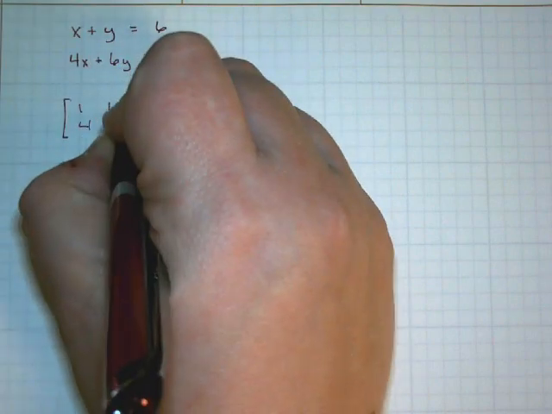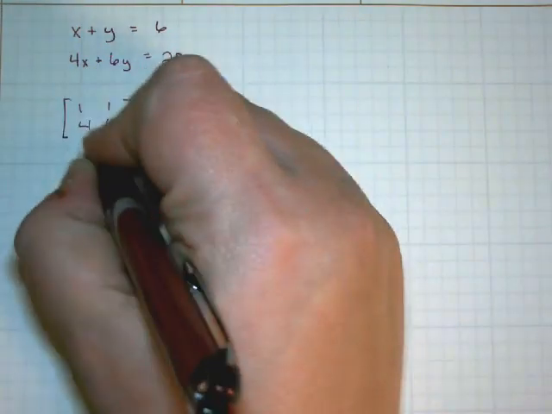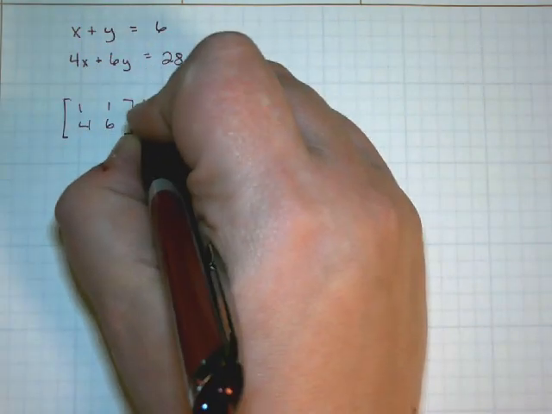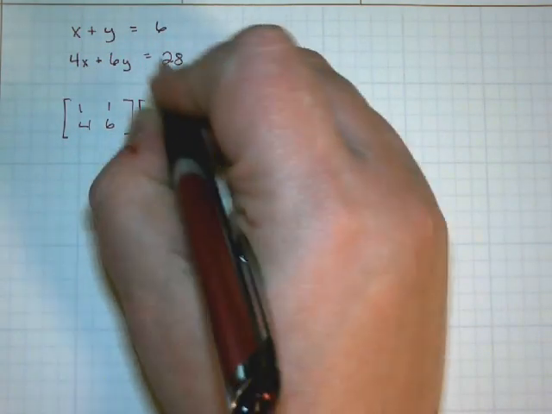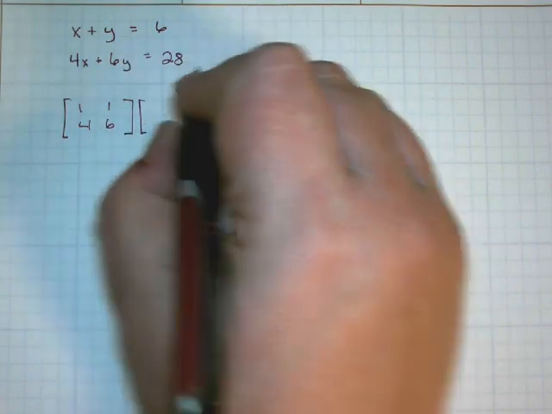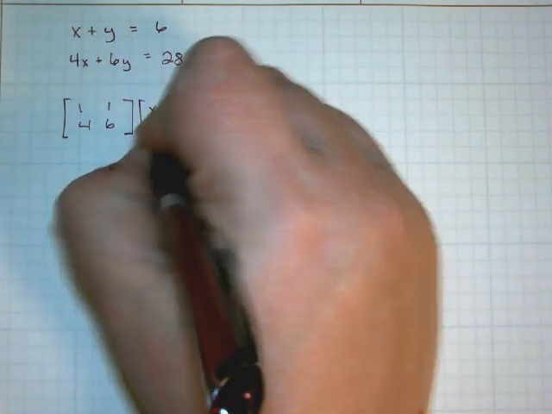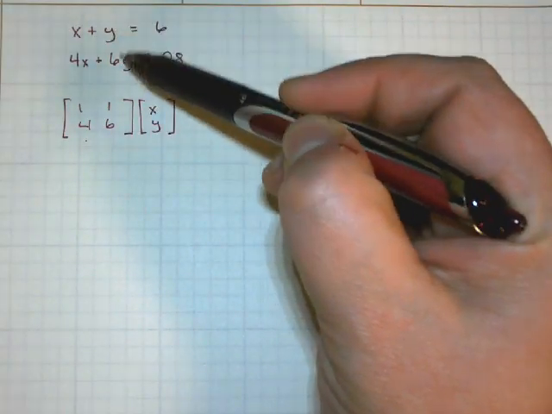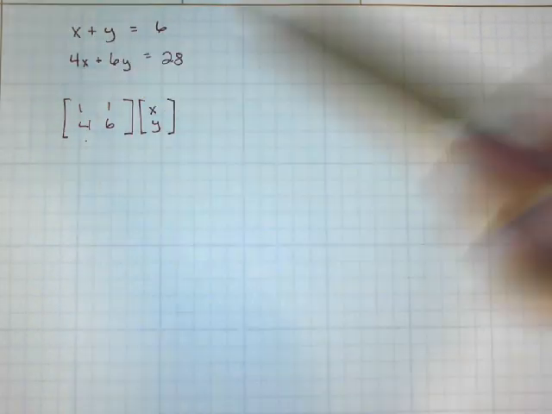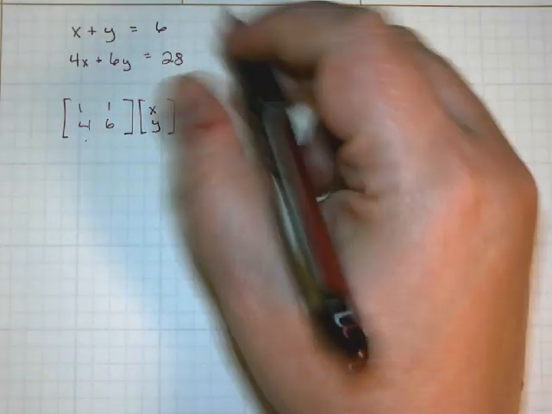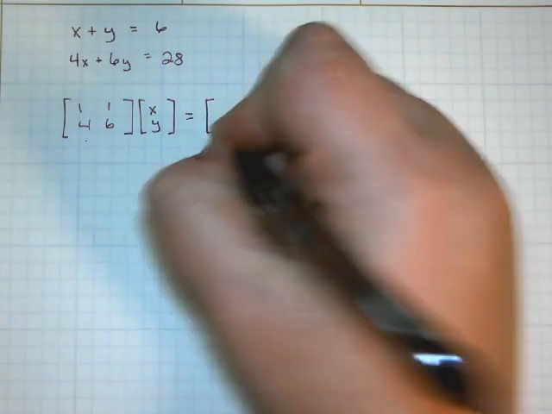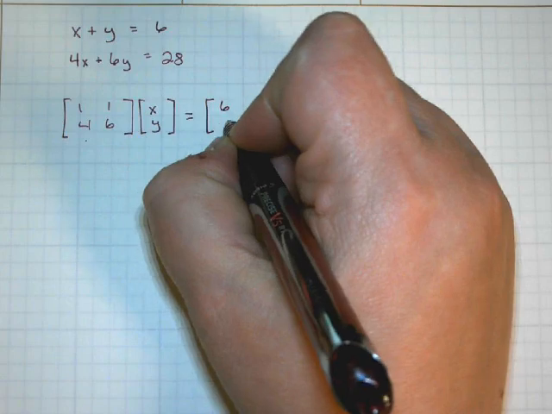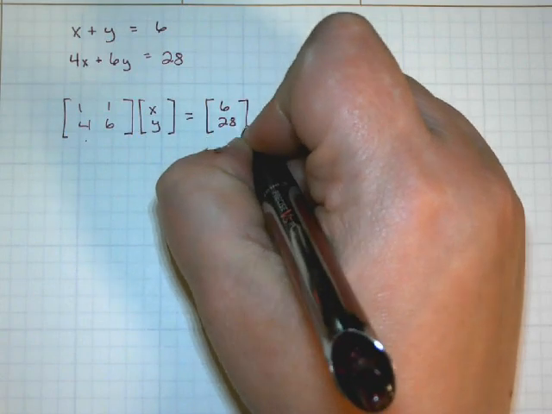If I had negatives, those would get into this matrix along with the coefficients. My next matrix is going to be a 2 by 1, 2 rows, 1 column, x, y. If I multiply these out, I'm going to get exactly these two different expressions. Now I'm going to have my equal sign, and my last matrix is also going to be a 2 by 1. It's going to have 6 on top, 28 on bottom.